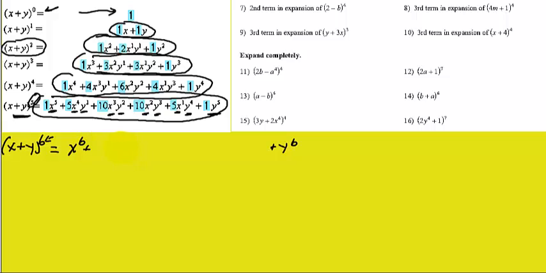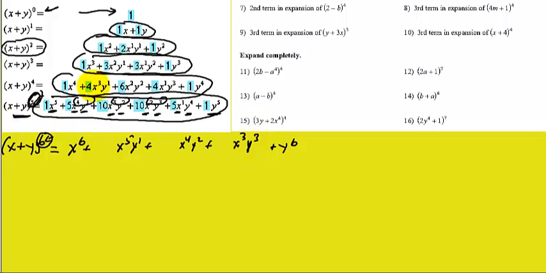So I'm going to have plus, my x is going to be to the fifth, y is to the first. And then I'm going to have a plus, I'm going to have x is to the fourth, and then y is to the second. Remember, all the powers in this one have to add up to 6, whereas in the previous one all the powers added up to 5. That's 5, that's 5, that's 5. Okay, so that means next term is going to be x is to the third, and then y is to the third.